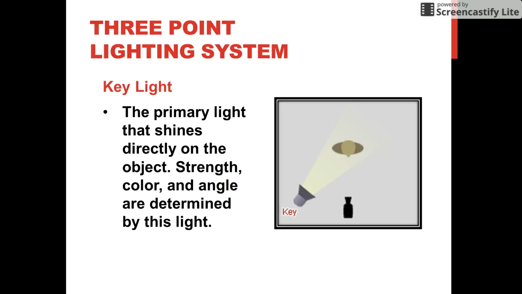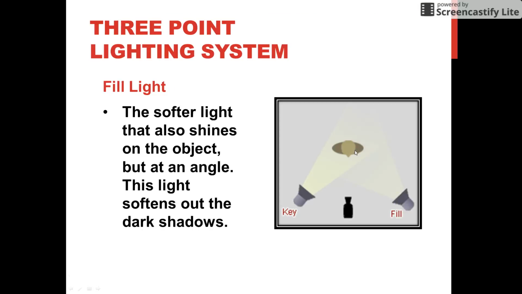The key light is the primary light that shines directly on the object. The strength, color, and angle of light in a scene is determined by this key light. So you can see here in this image, the key light is a strong light and it's shining directly on the object here.